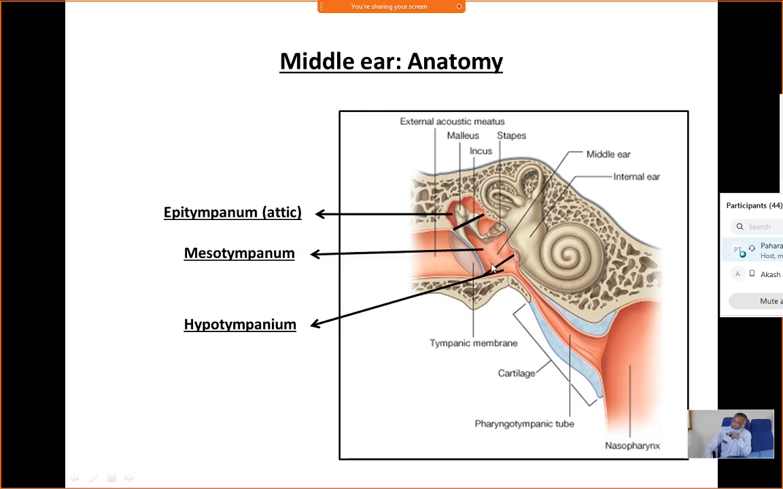The part which is opposite to the tympanic membrane is called mesotympanum. And the part that lies below the tympanic membrane is called hypotympanum. Hypo means lower to the tympanic membrane, that is why hypotympanum. Epitympanum is above the tympanic membrane, that is why it is called epitympanum. Meso means it is the middle part, or it is against the tympanic membrane, so it is our mesotympanum.